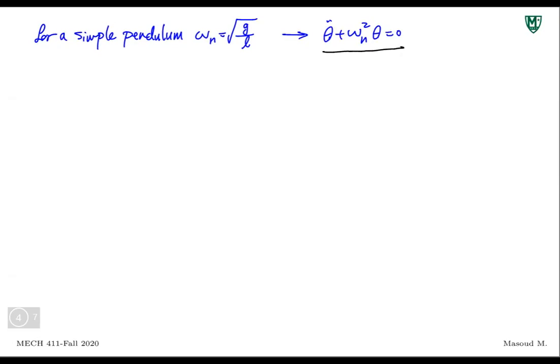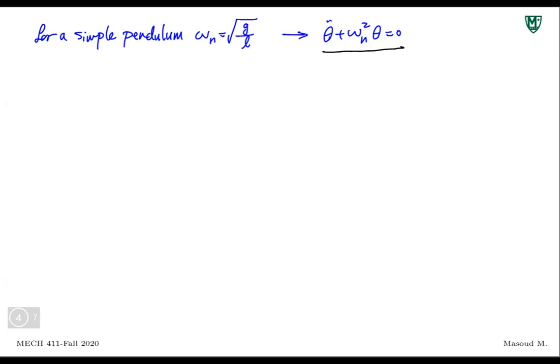Sometimes we use this form of equation of motion. When we're given the equation of motion, we can just find the coefficient of theta, as long as the coefficient of theta double dot is 1, and that coefficient is the square of natural frequency for that pendulum or system moving in a rotational direction.